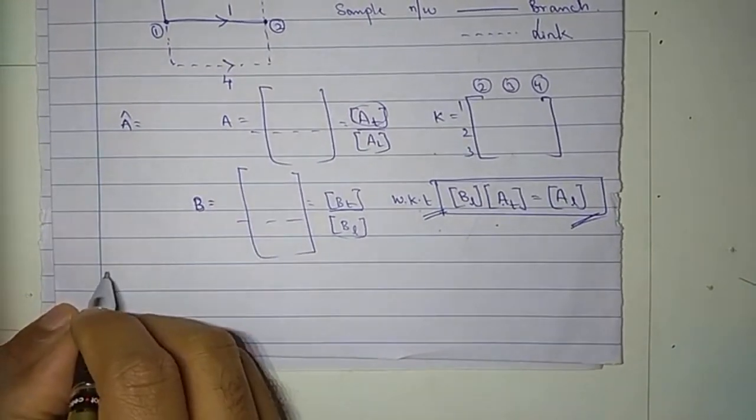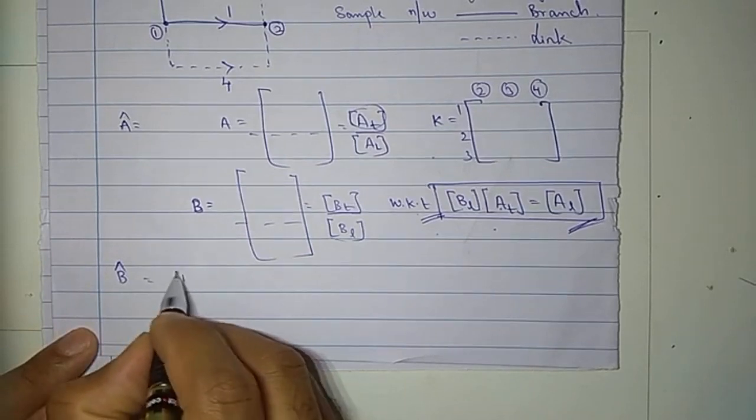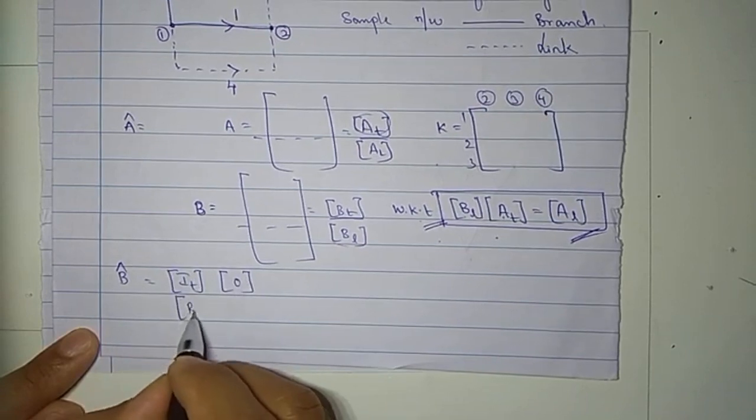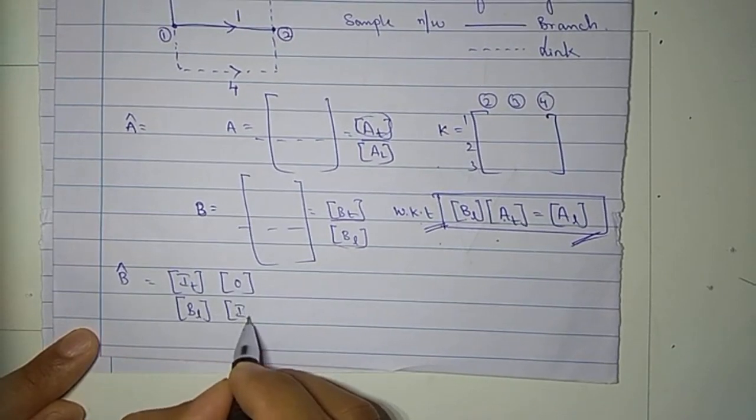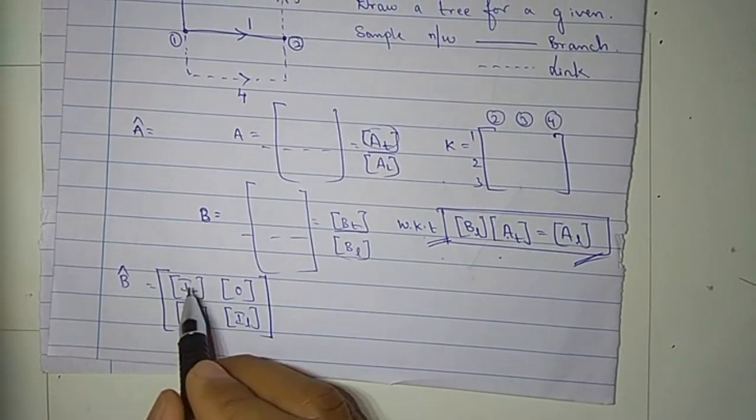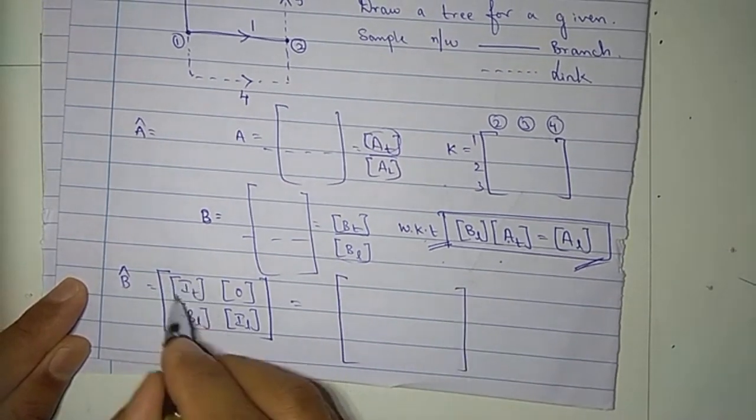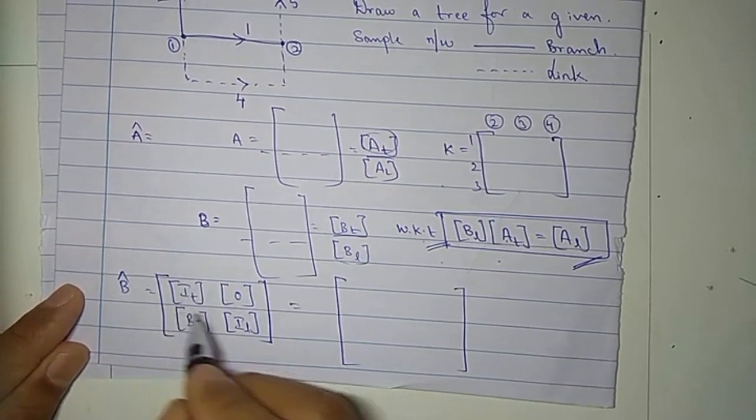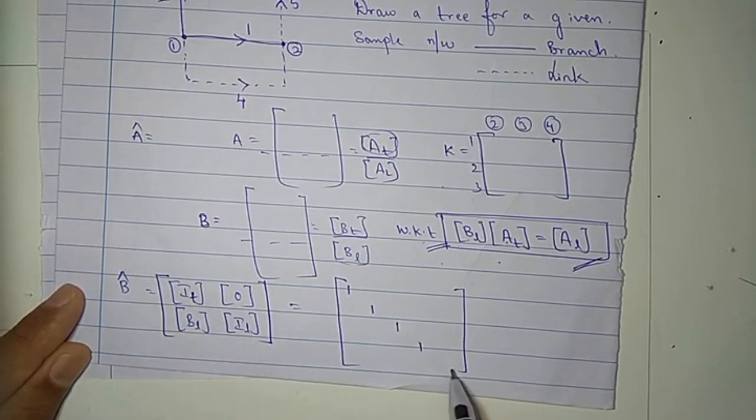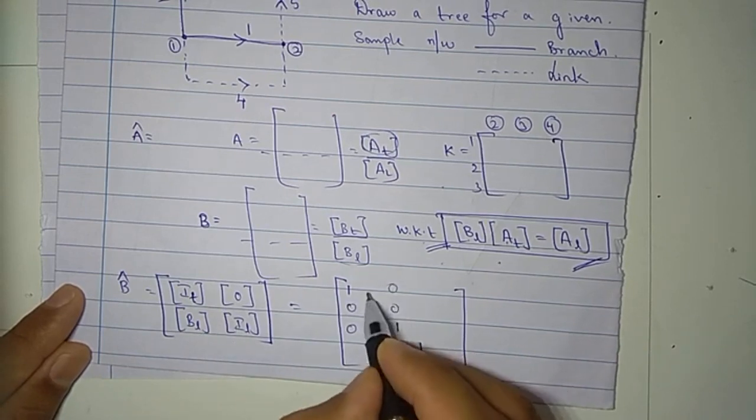Next, augmented cut set matrix. It is represented as B cap. The format for this matrix is IT, here it is 0, here it is BL, and here it is IL. So this is the entire matrix. You should fill this matrix such that IT means it is identity matrix with the size T, 1 1 1. Here also it is 1 1. Fine. 0 0 0 0 0 0.